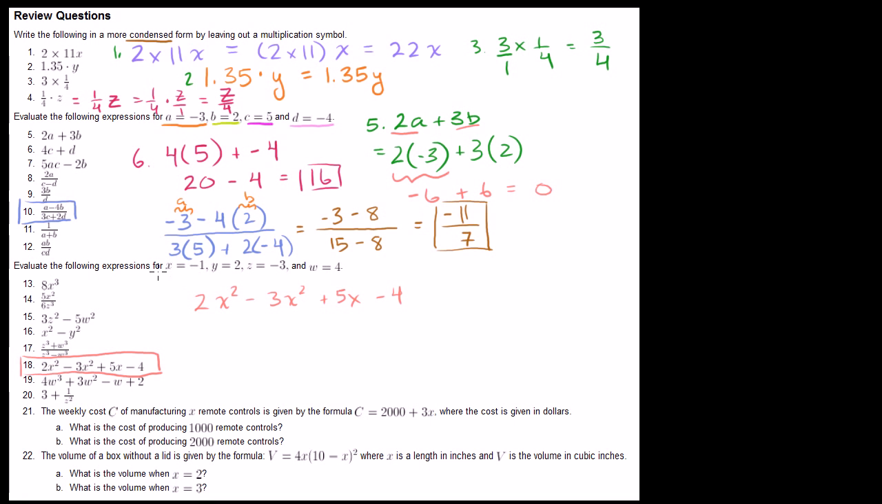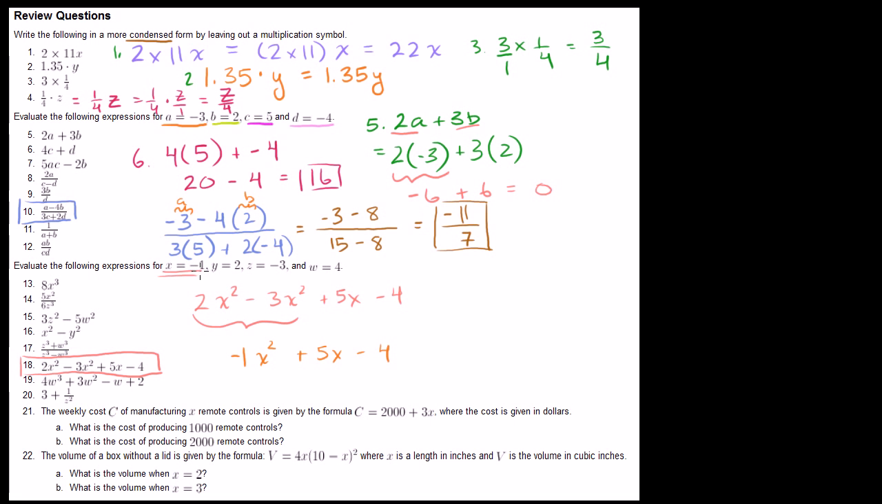And they tell us that x is equal to negative 1. One thing we could do is simplify this before we even substitute for negative 1. So what's 2 of something minus 3 of something, right? This is 2x squareds minus 3x squareds. So 2 of something minus 3 of something, that's going to be negative 1 of that something. So that would be negative 1x squared plus 5x minus 4.